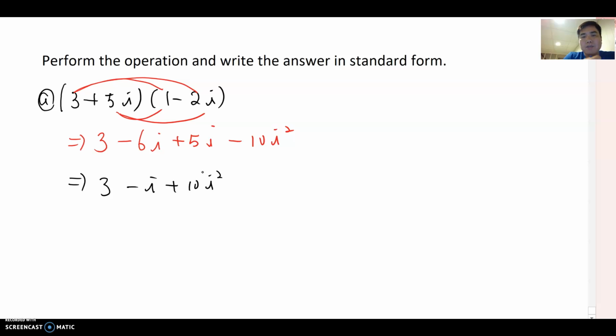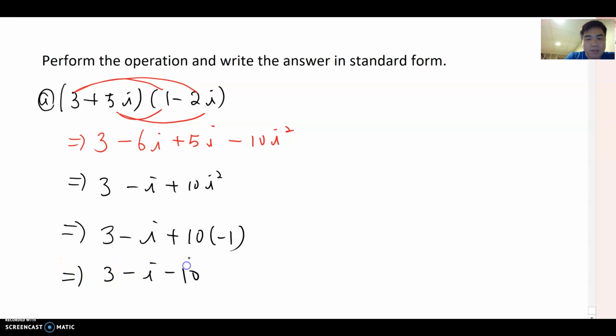But through evaluating powers of i, what do we know the value of i squared is? Yes, which is negative 1. So we replace i squared with negative 1. Then this becomes 3 minus i plus 10 times negative 1. Make sense? Okay. Then this becomes 3 minus i minus 10. So we simplify. Then this becomes negative 7 minus i. That will be the answer for this operation.